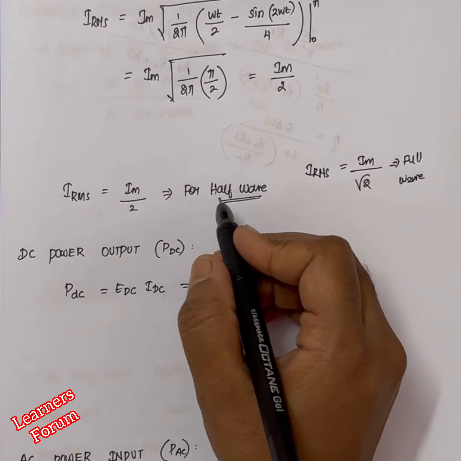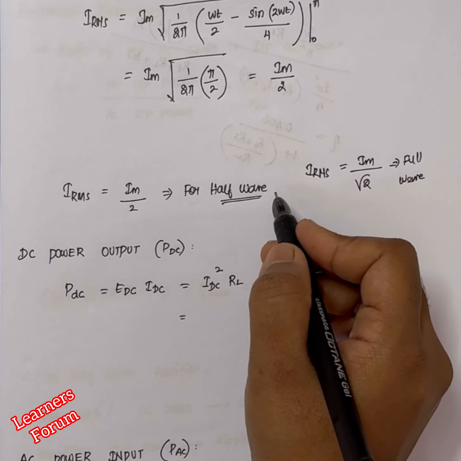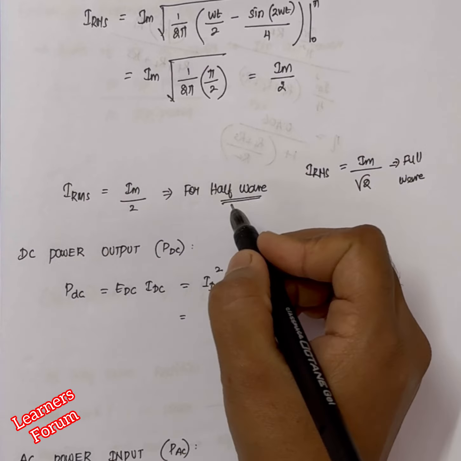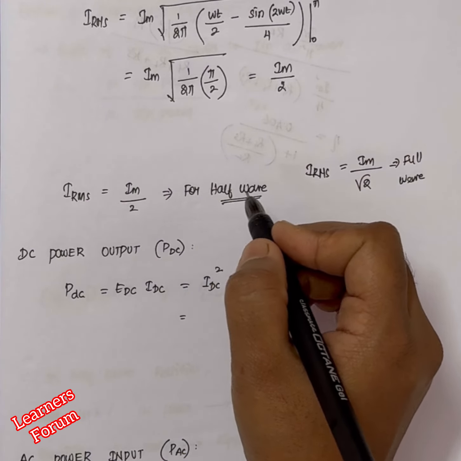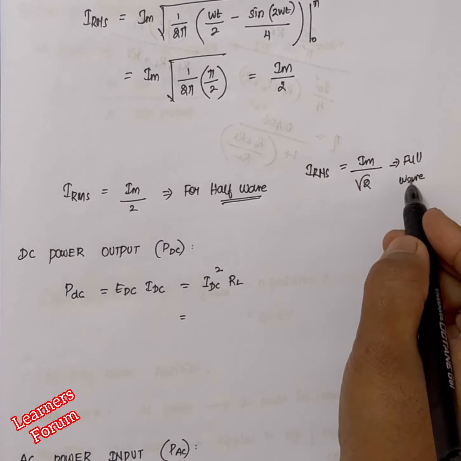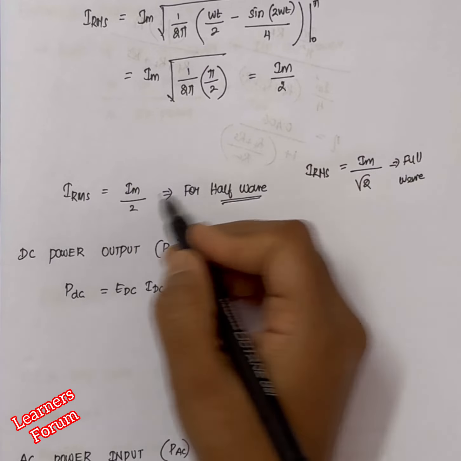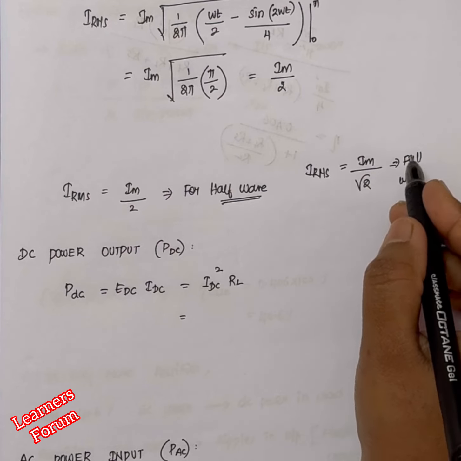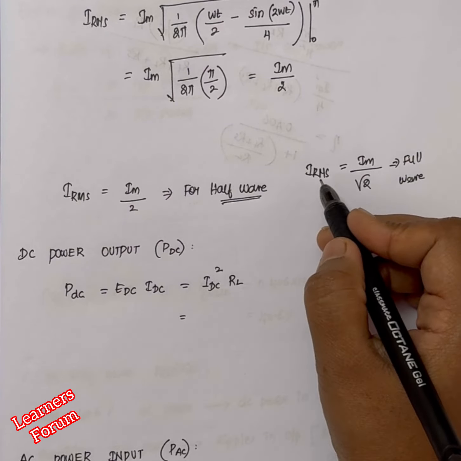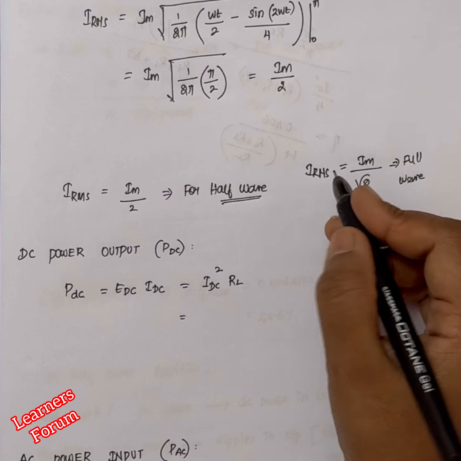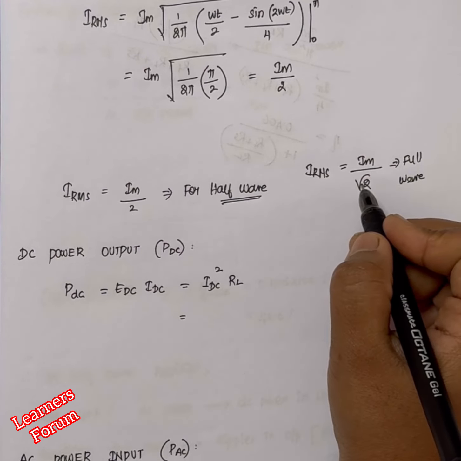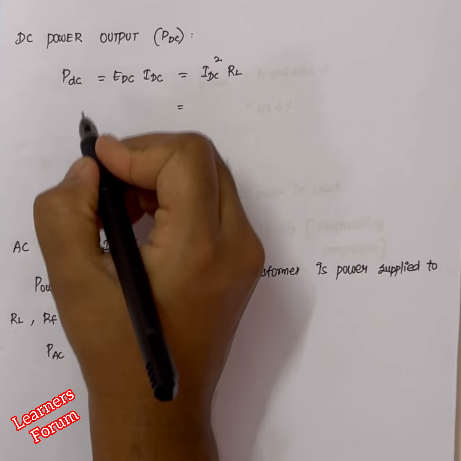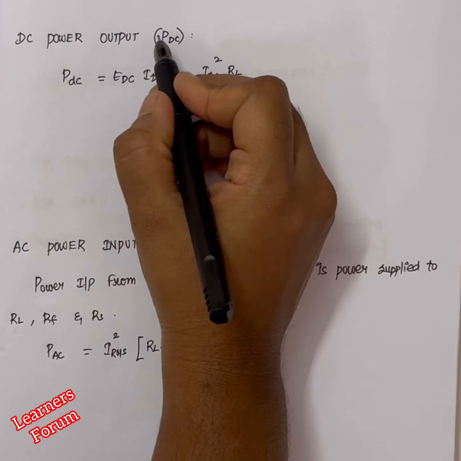In case you have any question where you are supposed to calculate the value of IRMS, the question will be like calculate the IRMS value. But you have to make sure that you check whether it is half wave or full wave. For half wave it is Im by 2, and for full wave it is Im by root 2. This is the basic difference. When we see the full wave rectifier, we will calculate the IRMS value again there also. But here I am just telling you to know the difference for half wave rectifier and full wave rectifier in terms of IRMS value.